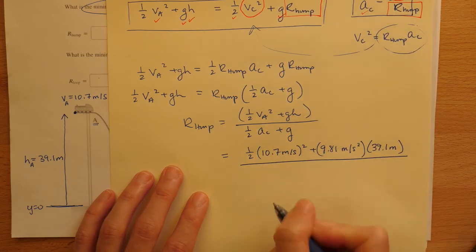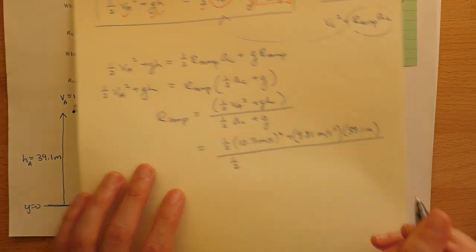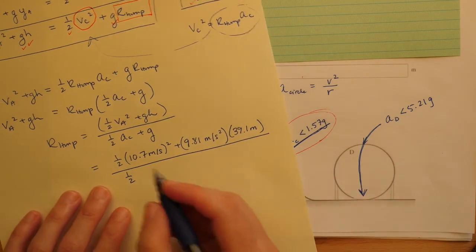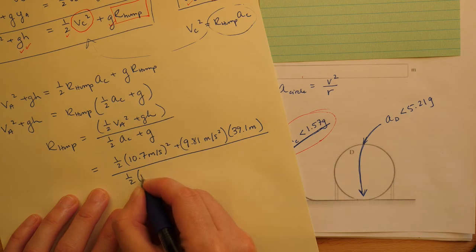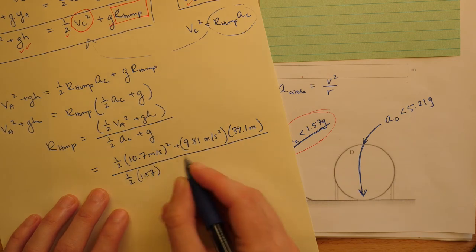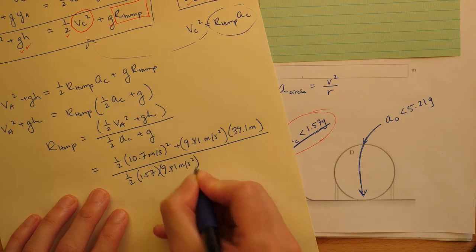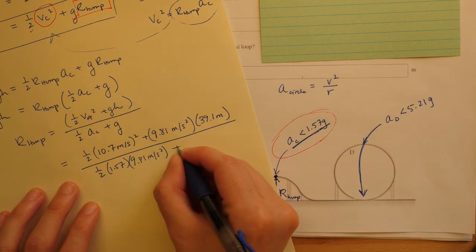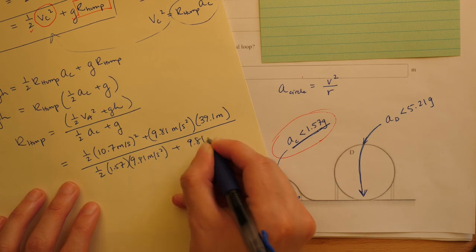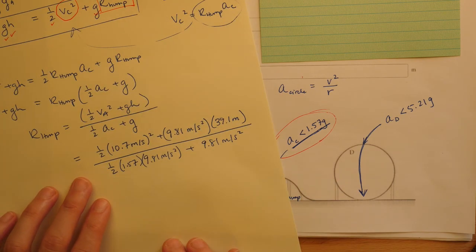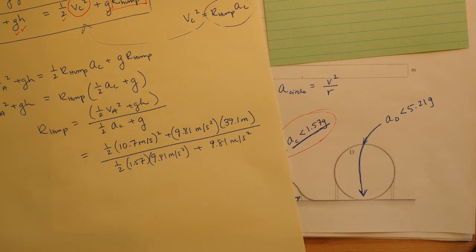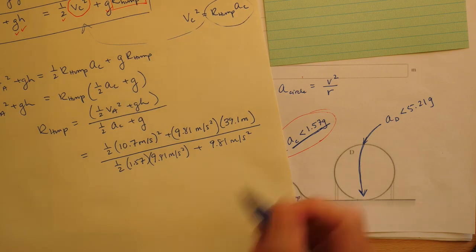Now we're going to divide by 1/2 times aC. What was aC? It was 1.57 times g, again. And then we need to add g one more time. So that's probably not the most efficient way to plug it into your calculator, but it'll work. That's it.